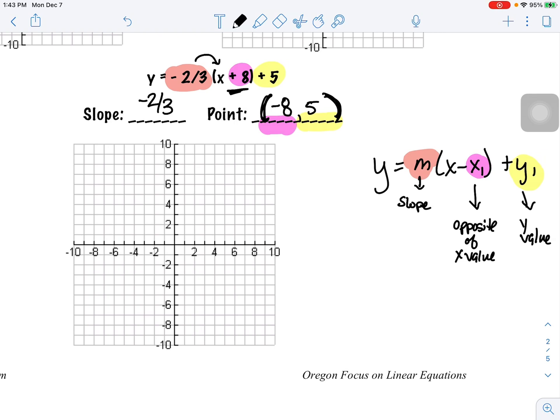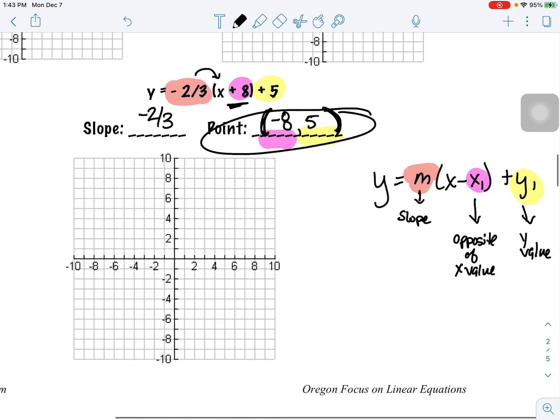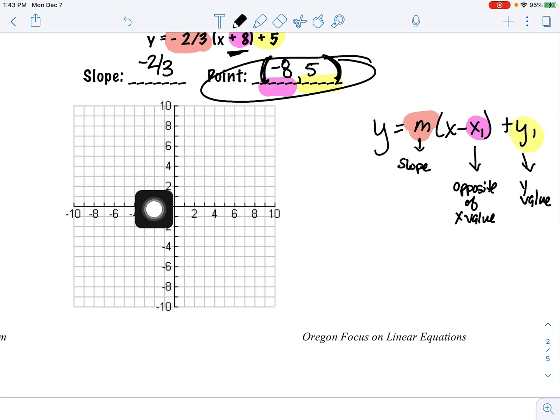So once you have your equation and you've found all your key pieces, instead of starting at the y-axis, which is what I would do in slope-intercept form, for point-slope form I get to start at a random point. So they gave me this point, negative 8, 5, so that's where I start graphing from. I'm going to go backwards 8 and up 5, and that's my starting point.